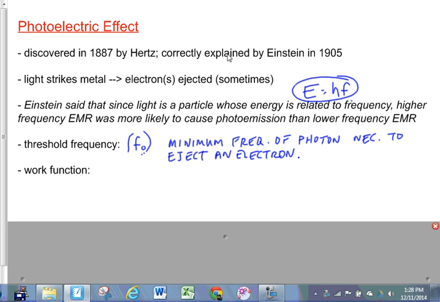The work function, closely related to the threshold frequency, is given by the symbol capital W, just like the symbol for work was in Physics 20. The work function is the minimum energy necessary to eject an electron.